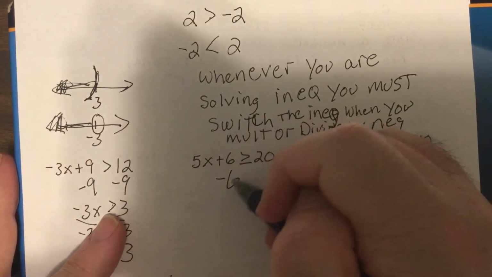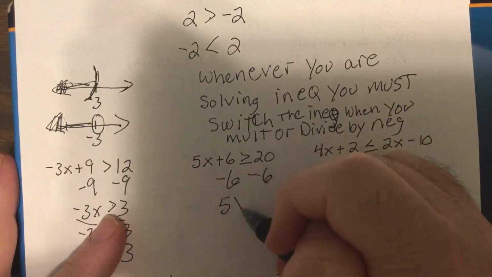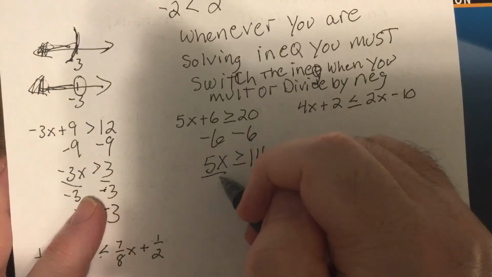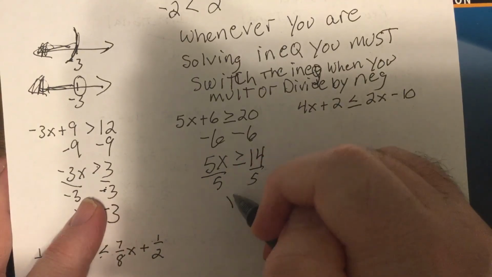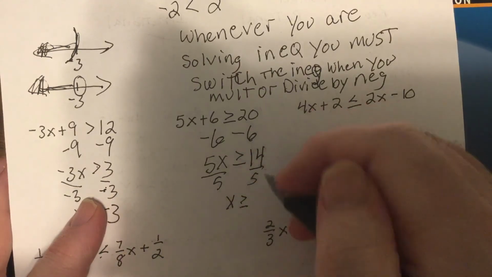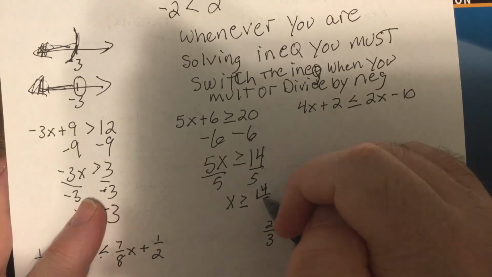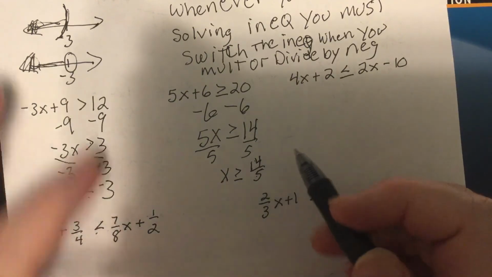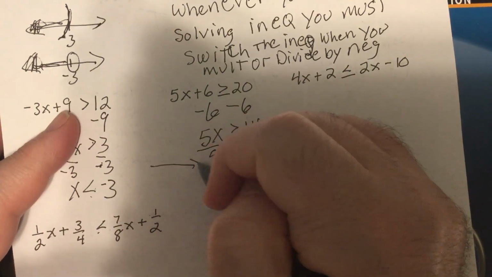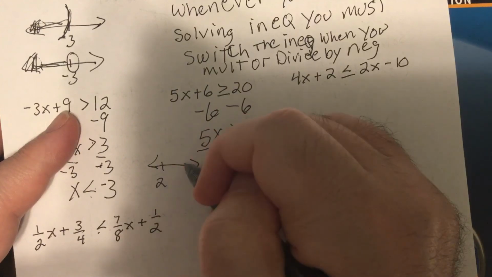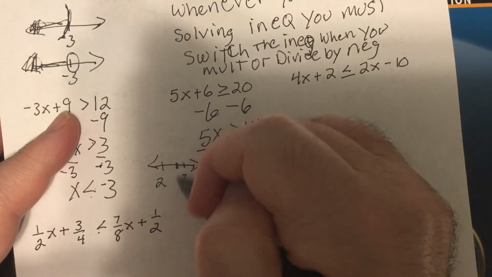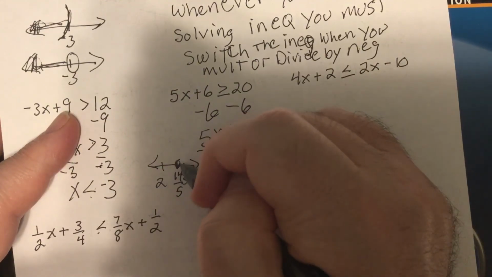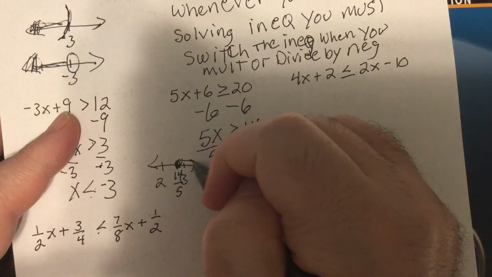This one, solve it. Subtract 6, so I'd have 5x is greater than or equal to 14. Divide by 5. Didn't multiply or divide by a negative, so I do not switch the inequality. Now I'll leave it improper. We know that 14/5 is 2 and 4/5, so it's between 2 and 3. So 14/5. And it's a solid dot because there's an equals in the original problem.